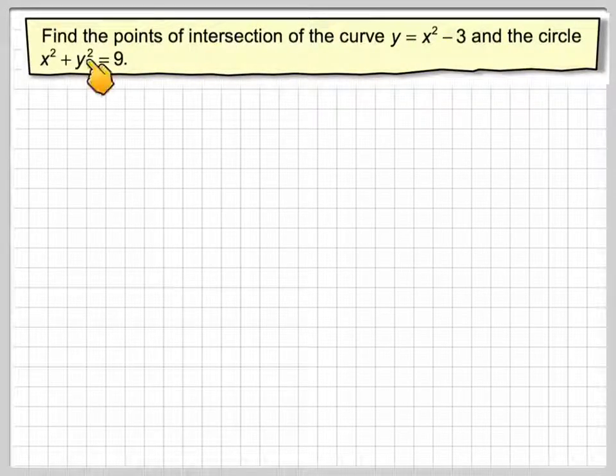Right, in this video we're going to find the points of intersection of the curve y equals x squared minus 3 and the circle x squared plus y squared equals 9.